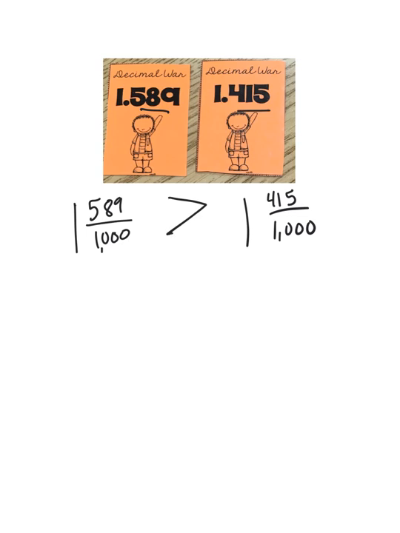Okay, another mixed number. 1 and 589 thousandths compared to 1 and 415 thousandths. Now, since both of these go up to the thousandths place, it's easy to see that this one is greater.